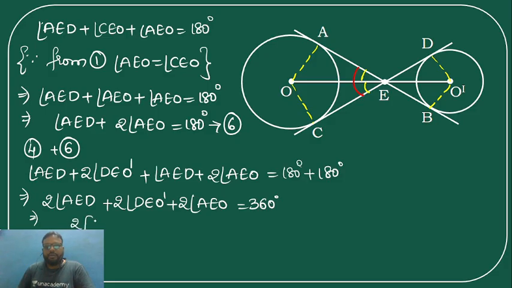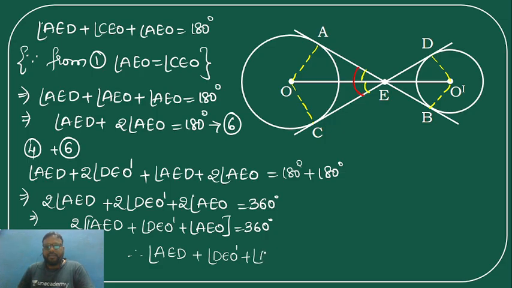Take out 2 common from here. Angle AED plus angle DEO' plus angle AEO equal to 360. When you send this 2 to that side, it becomes therefore angle AED plus angle DEO' plus angle AEO equal to 180 degrees. Right? Now you see where are these angles. Angle AEO is this one. AED is this part. And DEO' is this one. Now this complete three angles sum, you got it as 180 degrees.